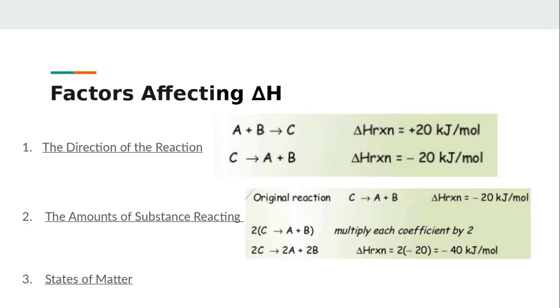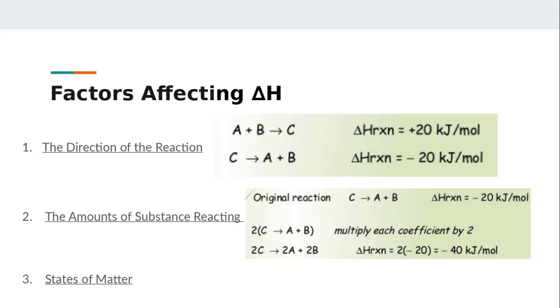Okay, so these are the main factors that affect your delta H. The first one is the direction of a reaction. If you have a reaction with a certain delta H, you can just flip the reaction and your delta H is going to be the opposite sign. So in A plus B gives C, we have plus 20, we flip the reaction, it becomes negative 20 kilojoules per mole.